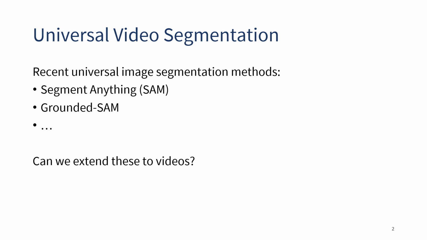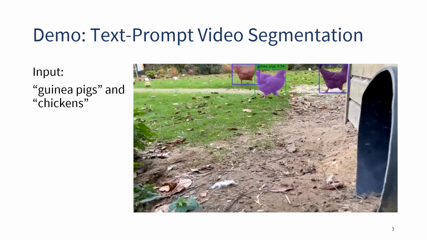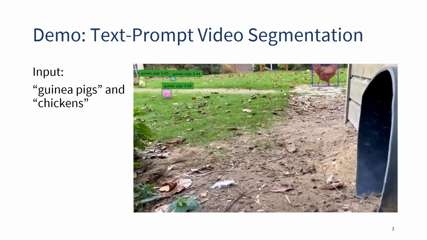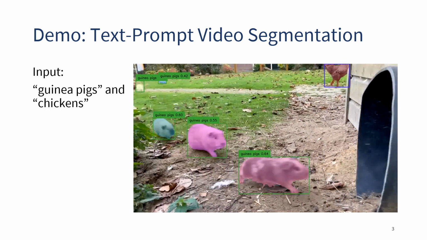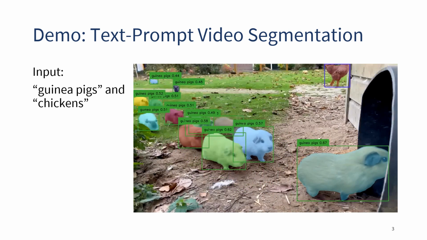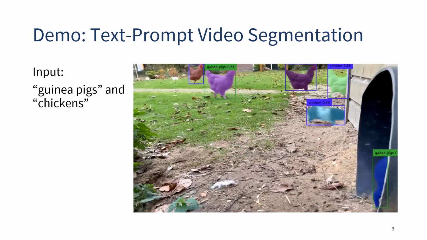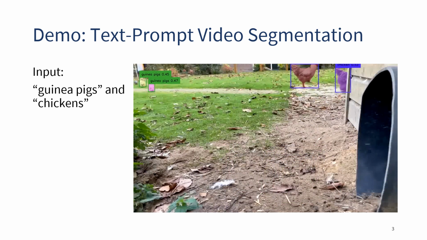Inspired by the recent progress in universal image segmentation, such as Segment Anything or Grounded SAM, we asked this question: can we extend these methods to videos? Here is one of the example outputs of our method. Given the text prompts, guinea pigs, and chickens, our method is able to detect, track, and segment these target objects without ever being explicitly trained on these object classes.